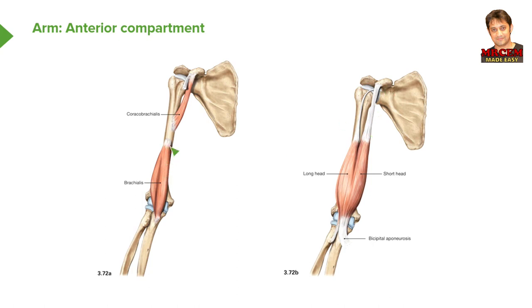Brachialis comes from the middle third of the shaft of the humerus, and passes all the way down onto the ulna, and we can see the brachialis muscle here. This muscle is only going to act on the elbow joint.